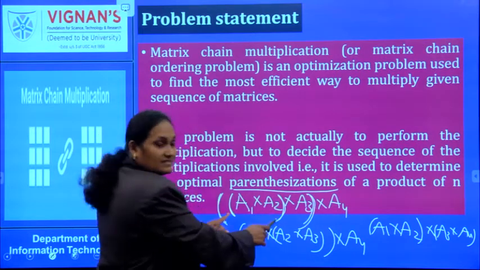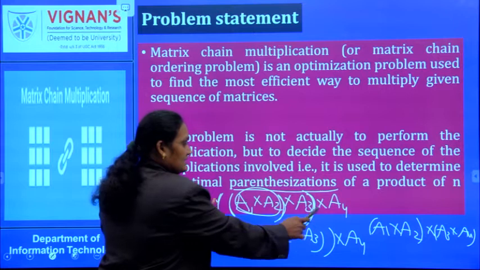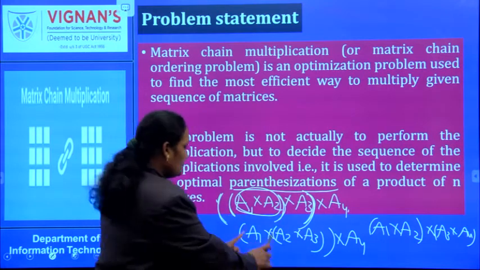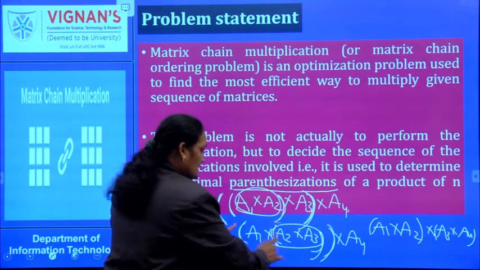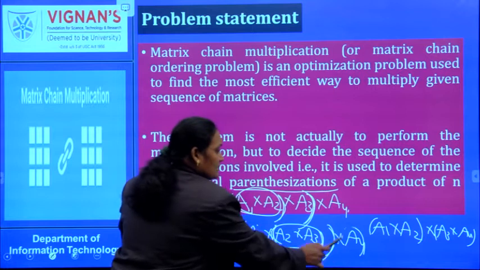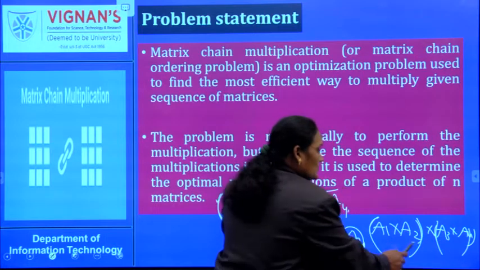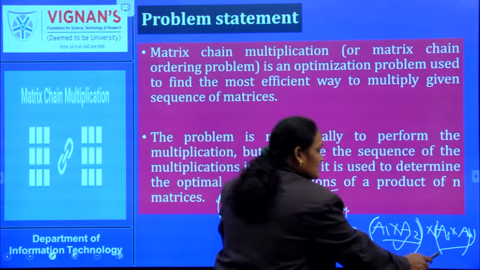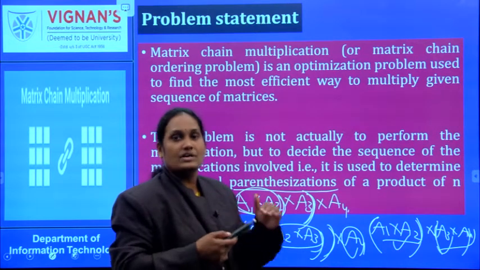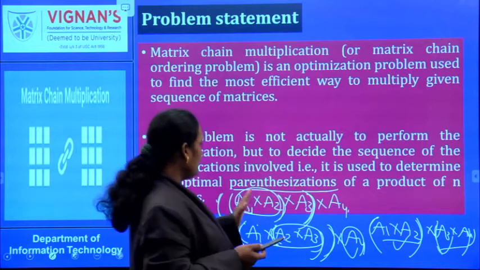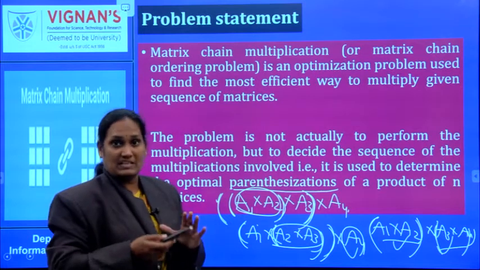If we parenthesize like this, first we multiply these two, then we multiply the result with A3, then we multiply that with A4. If we parenthesize like this, first we multiply this one, then the result is multiplied with A1, and finally this is multiplied with A4. If we give the parenthesization like this, these two are multiplied, these two are multiplied, and finally the two results are multiplied. That is, in which parenthesization are we going to multiply? Every parenthesization has its own number of multiplications involved.